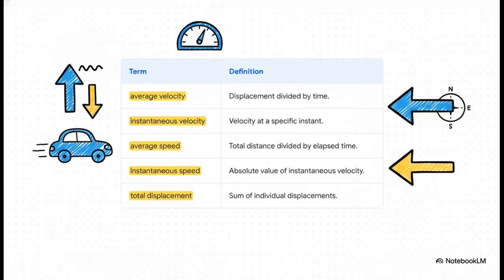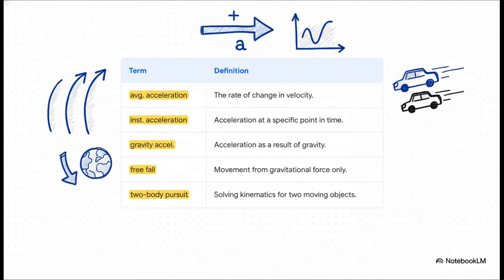Now we get to a really crucial distinction in physics, speed versus velocity. Your car's speedometer tells you your instantaneous speed, but velocity includes your direction. So, are you going 60 miles an hour, or are you going 60 miles an hour north? That little difference is what makes velocity a vector, and honestly, it's a key concept for solving pretty much any physics problem.